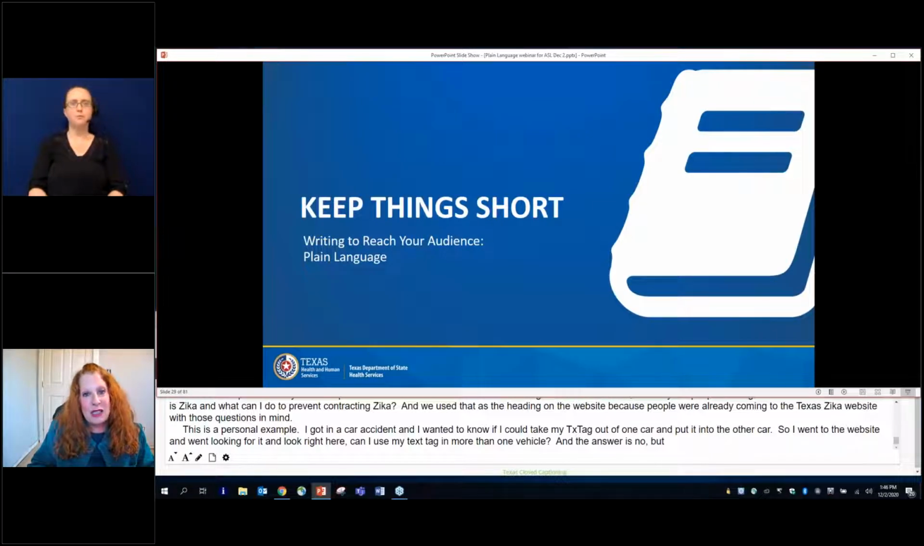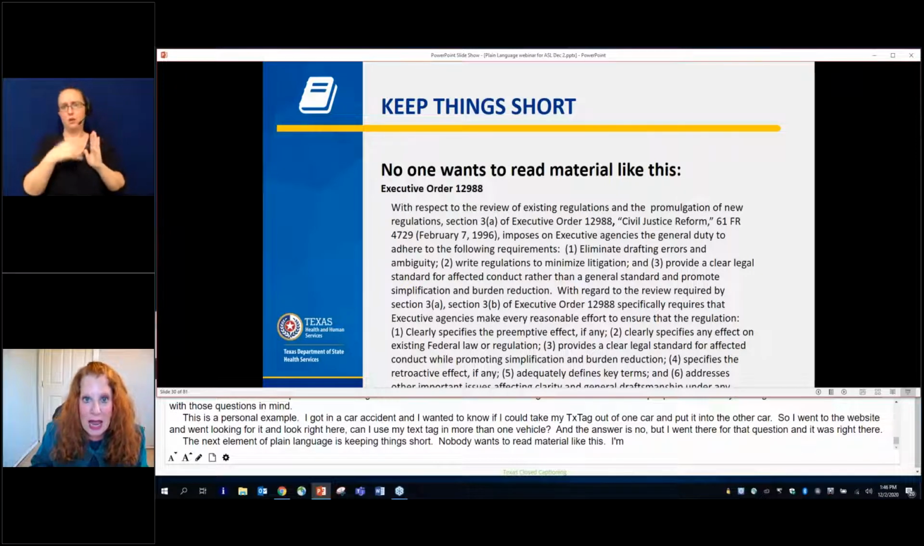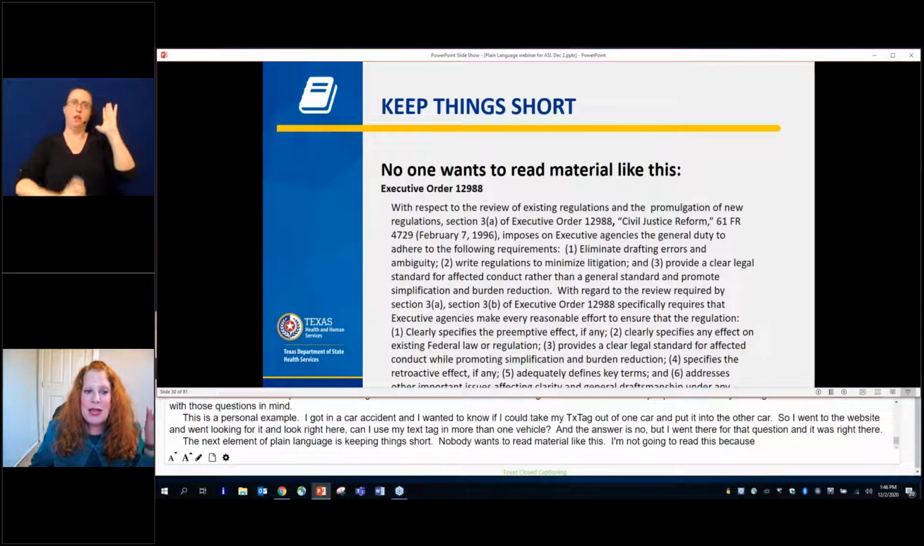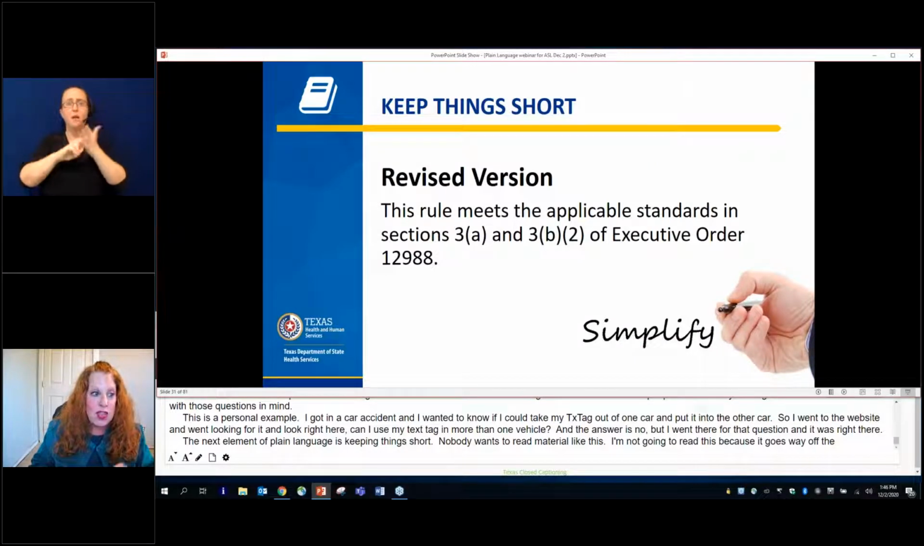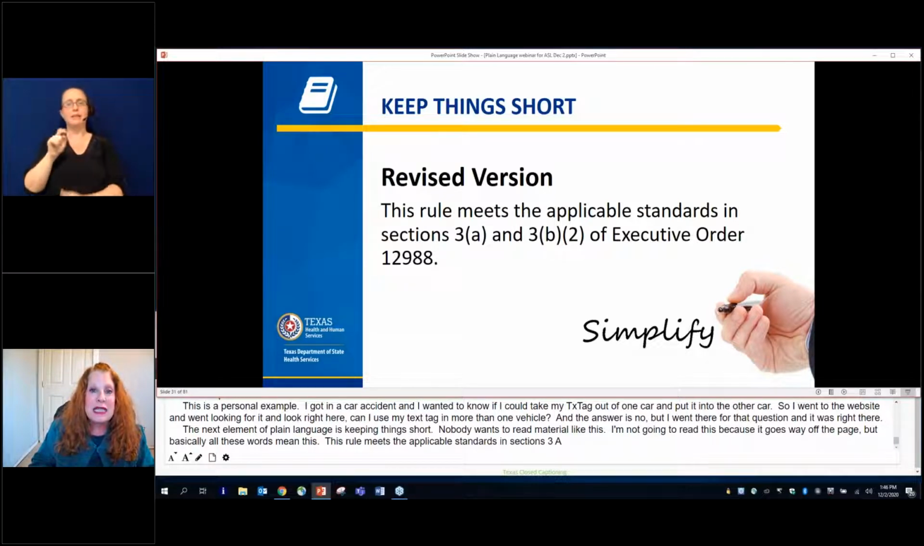The next element of plain language is keeping things short. Nobody wants to read materials like this. I'm not going to read this because it goes way off the page. But basically, all these words mean this. This rule meets the applicable standards in Section 3A and 3B2 of Executive Order 12988. Simplify, simplify, simplify.